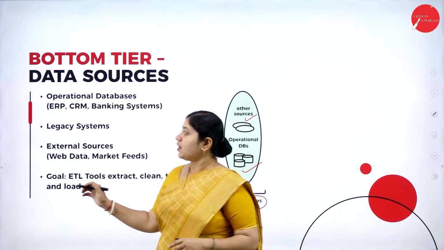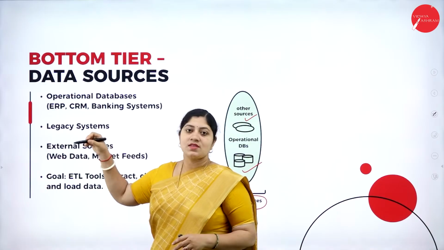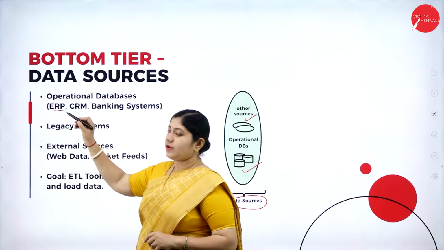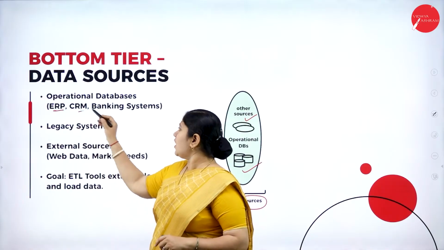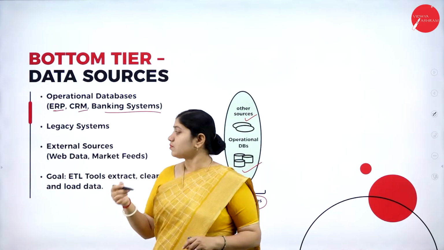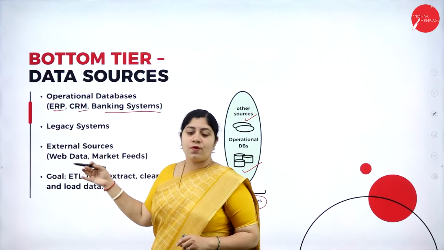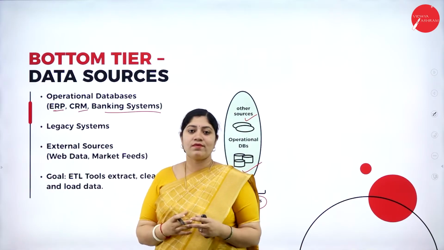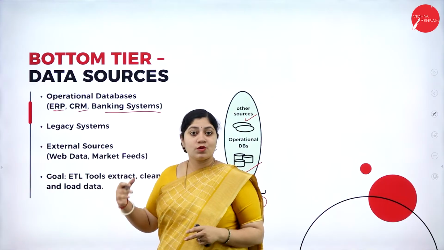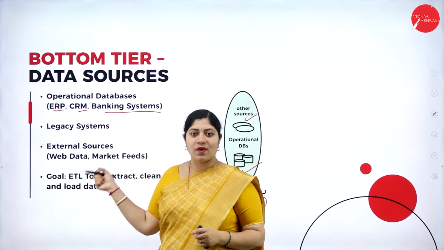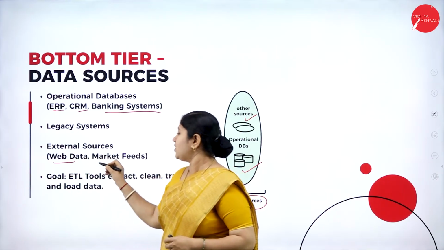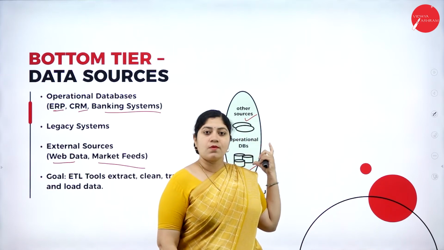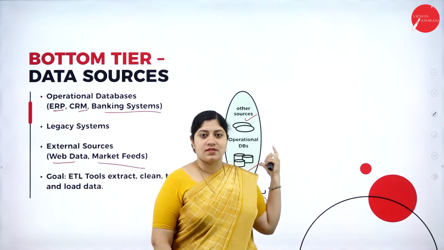Now let's move forward and understand what the operational database over here consists of. It consists of ERP, CRM information, as well as banking systems, which together form a complete legacy system. Why is it so? Because it holds the data from various systems, right? Also, it will be holding information from web sources, where all the web data as well as market feeds will also be there, or we can expect that under this.